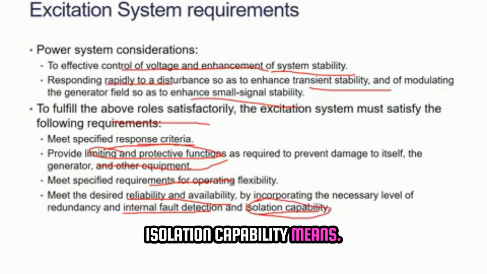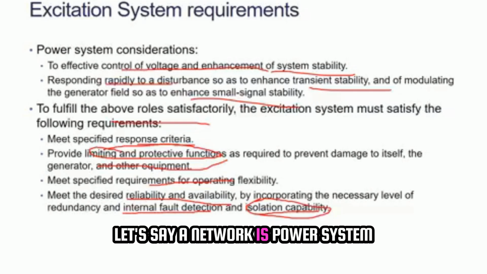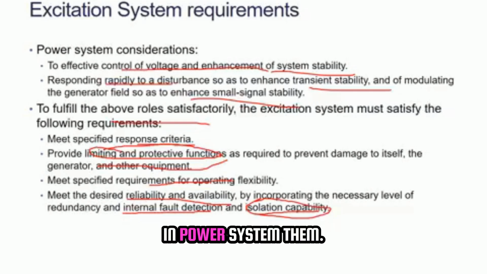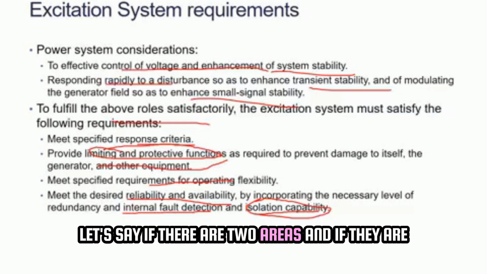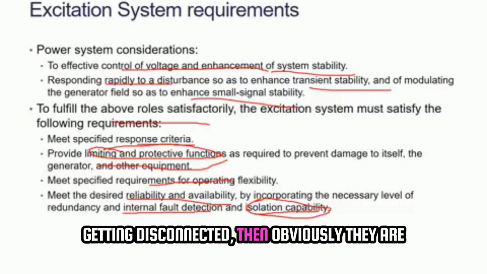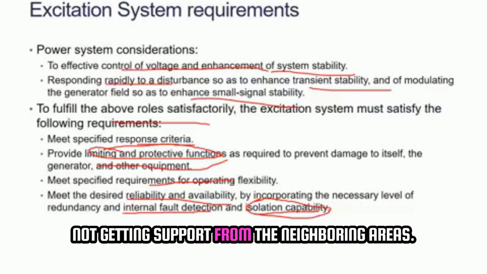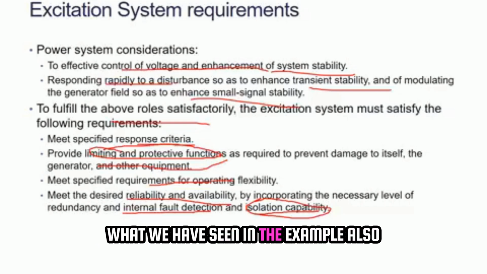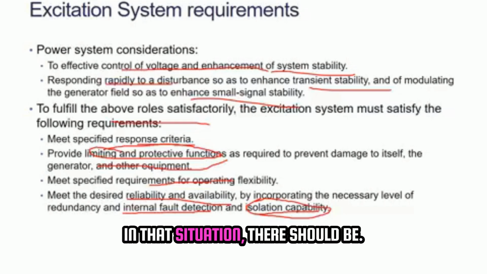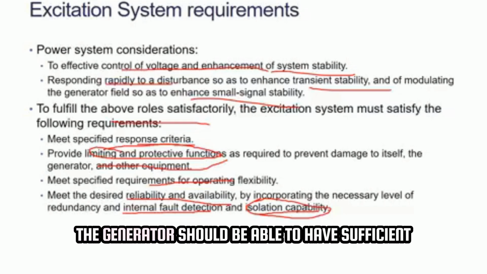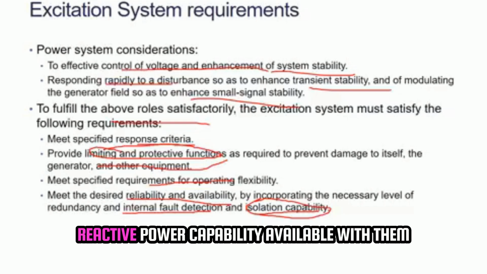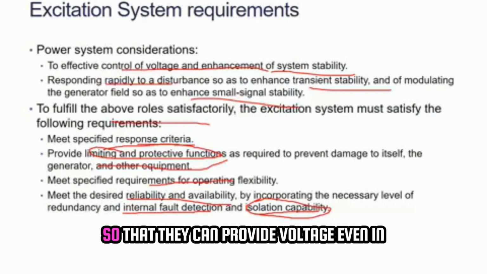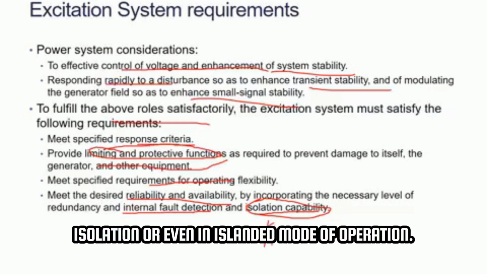Isolation capability means, let's say in a power system there are two areas and they get disconnected, then obviously they are not getting support from the neighboring areas, as we have seen in the example also. In that situation, the generator should be able to have sufficient reactive power capability available so that it can provide voltage even in isolation or even in islanded mode of operation.